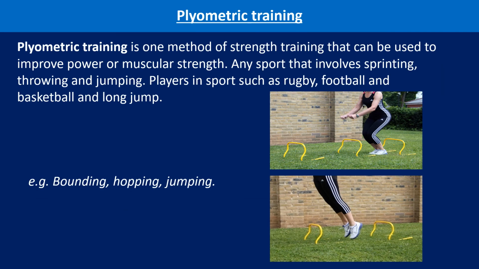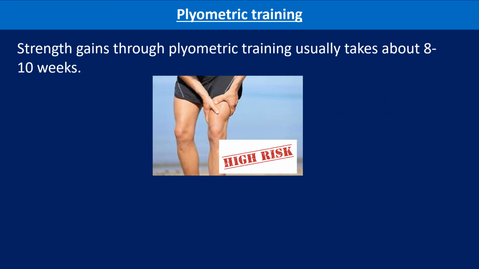Plyometric training uses hopping, bounding and jumping. It is primarily used to improve both power and muscular strength, and it can also improve speed. The reason for this is because you are encouraging your muscles to contract and relax and contract again really, really quickly. So these explosive movements help to improve power and strength. Once you've started your plyometric training, it will normally take you about 8 to 10 weeks to start seeing gains, which isn't a massive amount of time.